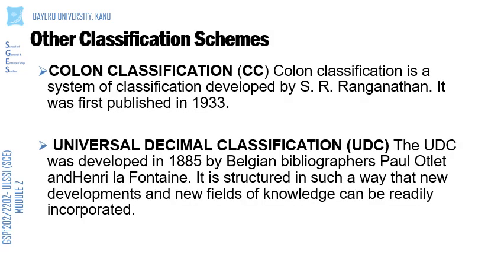Other classification schemes include the Colon Classification, which is known as the CC. This Colon Classification is a system of classification developed by S.R. Ranganathan. It was first published in 1933. We also have the Universal Decimal Classification (UDC), which was developed in 1885 by Belgian bibliographers Paul Otlet and Henri La Fontaine. It is structured in such a way that new developments and new fields of knowledge can be readily incorporated in the scheme.